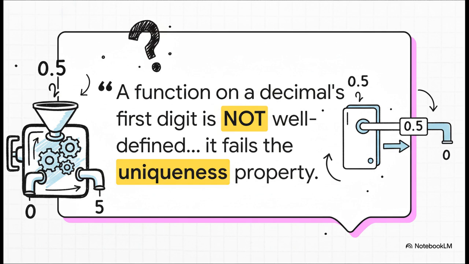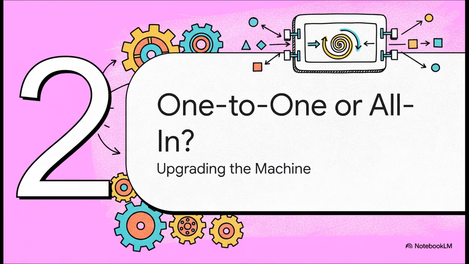Now we've got a single input, the number 1/2, with 2 different ways to write it, leading to 2 totally different outputs. That is a classic malfunction. It breaks the uniqueness rule, and it's no longer a well-defined function. Okay, deep breath. Our machine is now well-defined. It's reliable, it doesn't jam, and it follows all 3 golden rules.